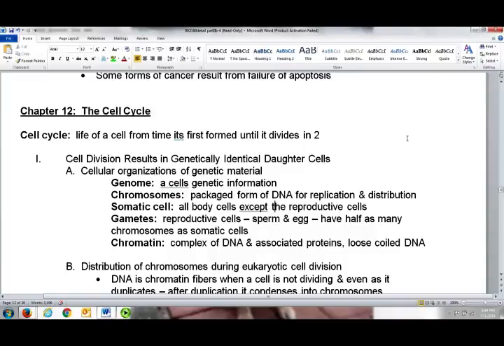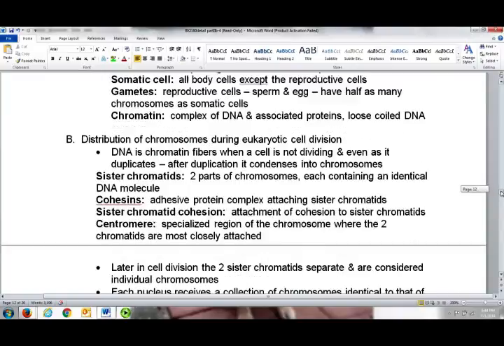The chromatin is the complex of DNA and its associated proteins. This is the loose-coiled DNA. So you'll have chromosomes during cell division, chromatin in the non-dividing phase. So your DNA is made up of chromatin fibers when the cell is not dividing, and even as it duplicates. After duplication, it's going to condense into the chromosomes.